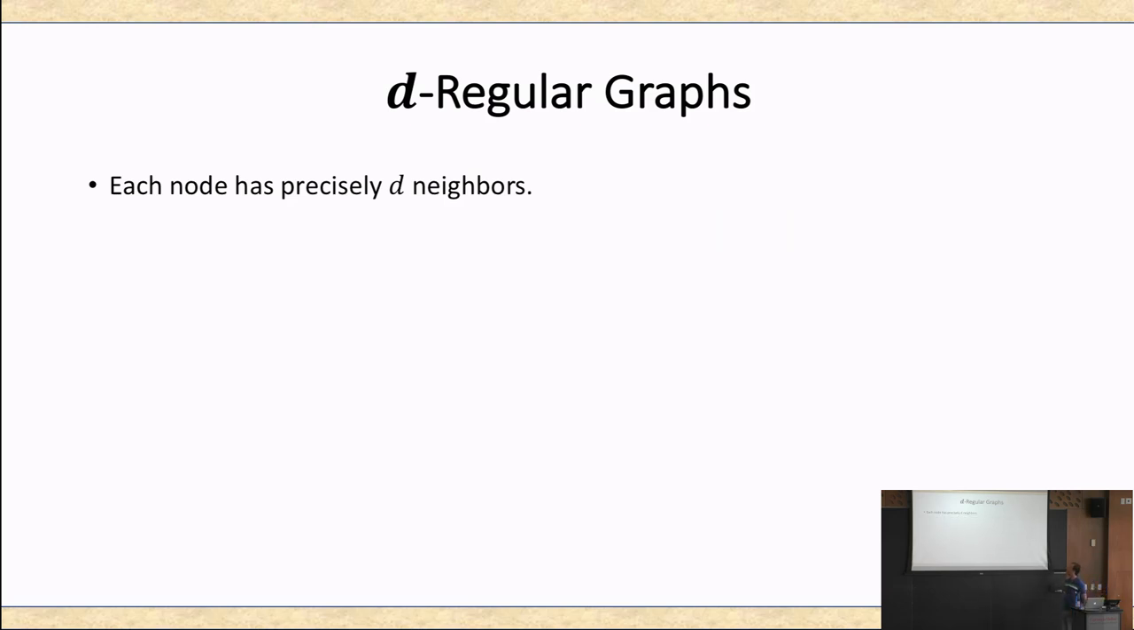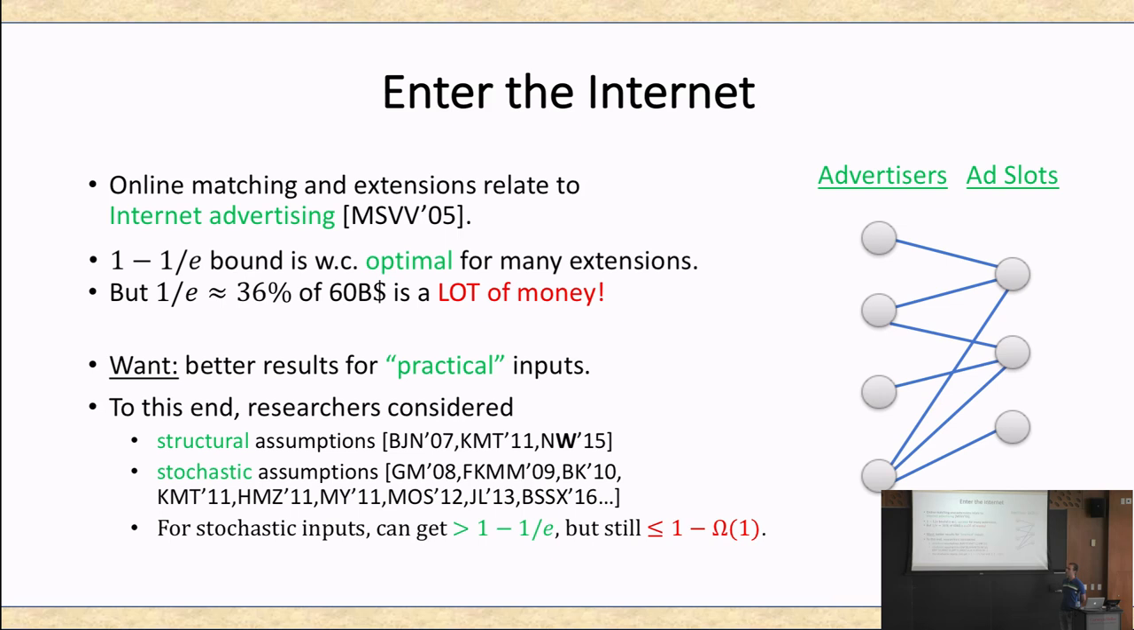Yes? Sorry. For the stochastic case, you can't get one because there's a proof, or maybe you can get one and people don't know how to do it? You can't get one for online matching. Some of the extensions you can, but for online matching you cannot. So this is an impossibility result. It's not that we don't know yet. We know we can't.